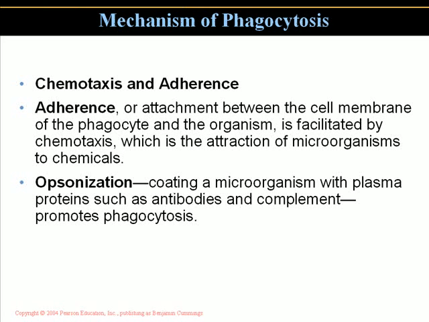Mechanisms of phagocytosis: chemotaxis and adherence. Adherence is the attachment between the cell membrane of the phagocyte and the organism, and it is facilitated by what's referred to as chemotaxis, which is the attraction of microorganisms to chemicals. Opsonization is the coating of a microorganism with plasma proteins such as antibodies and complements, which will promote phagocytosis.